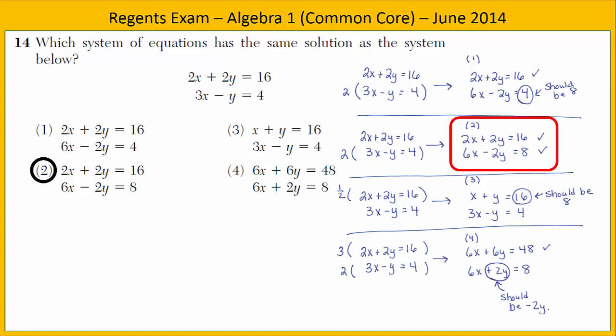And I look in choice 4, and I notice that it looks like they multiplied the top equation by 3 and the bottom equation by 2. However, it should have been 6x minus 2y equals 8 in the second equation, and so they're not equivalent. They don't have the same solution. That means choice 2 is the correct answer. It has the same solution as the original system of equations did.